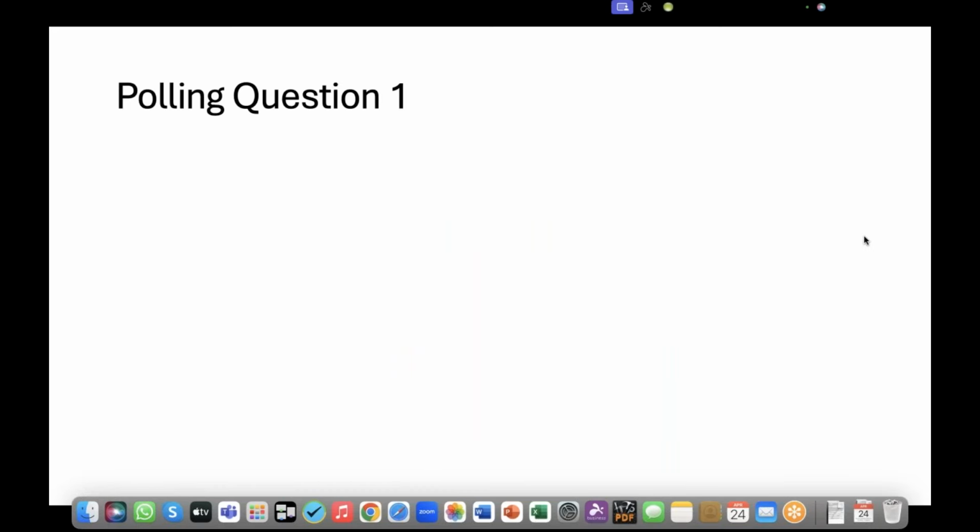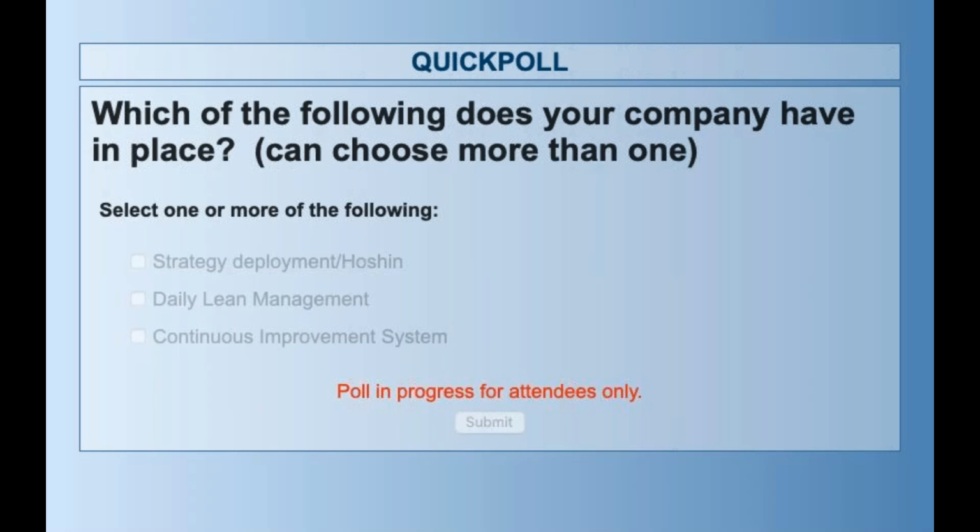So that leads us to our first polling question. And all of the polling questions today, you can choose more than one answer. It's not a single multiple choice. So I'm going to launch the poll. So what does your company have in place? You have strategy deployment Hoshin in place, daily lean management, continuous improvement.